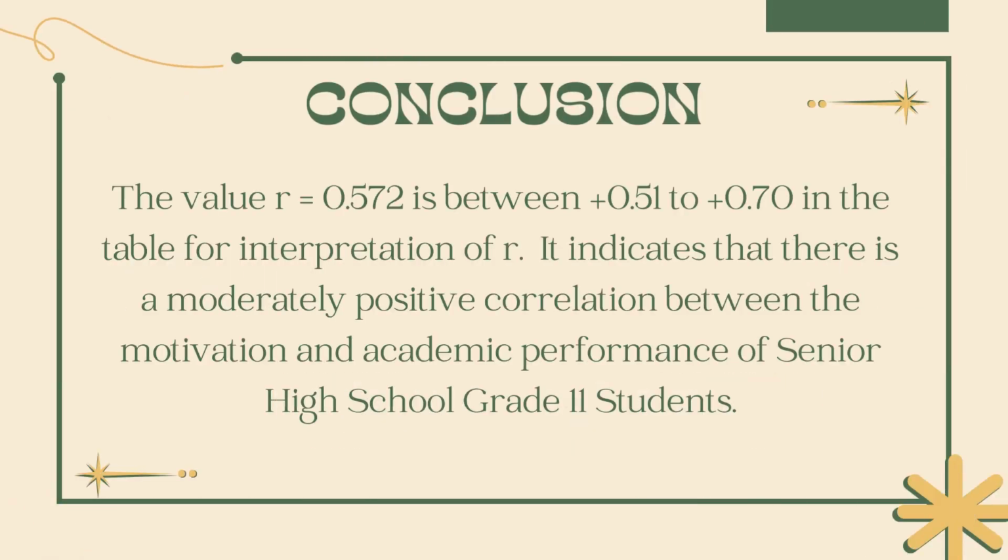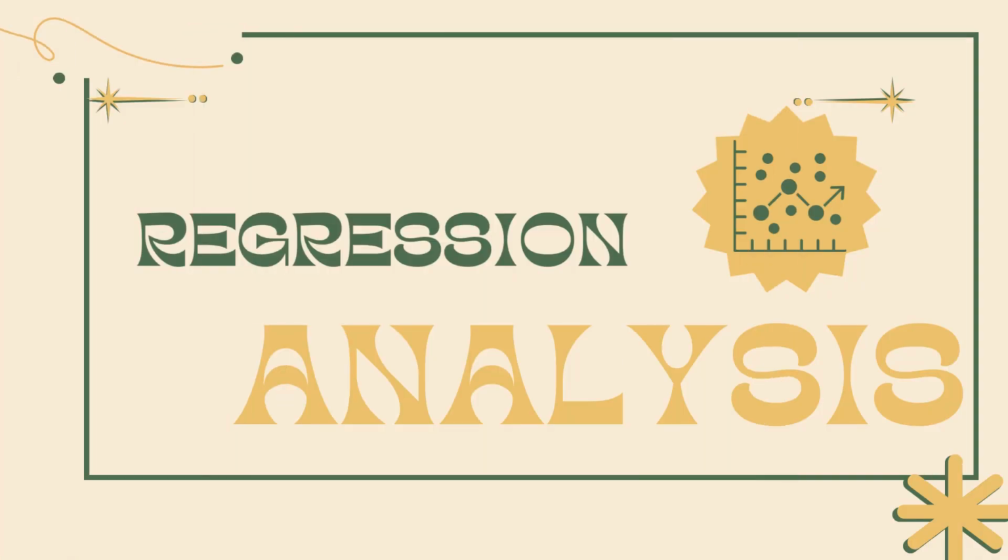So this is the conclusion. The value of r equals 0.572 is between positive 0.51 to positive 0.70 in the table for interpretation of r. It indicates that there is a moderately positive correlation between the motivation and academic performance of senior high school grade 11 students. And here we have our regression analysis.